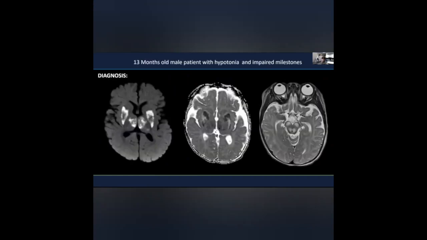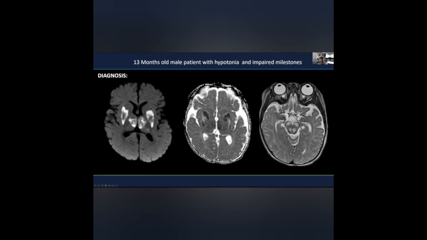So let's start with this patient. This is a 13-month-old male patient with hypotonia and delayed milestones. Look for these lesions here. As you can see, these lesions are very symmetrical. These are diffusion, ADC map, and T2. The symmetrical lesions in the putamen have components of restricted diffusion and components without restricted diffusion.